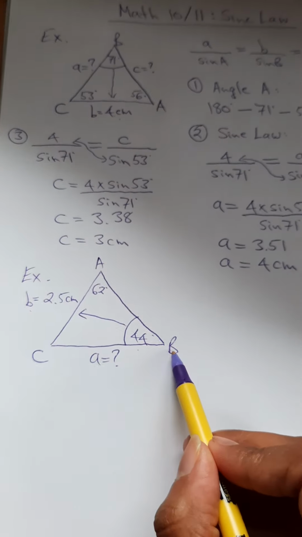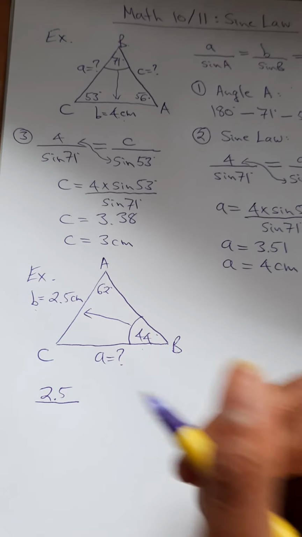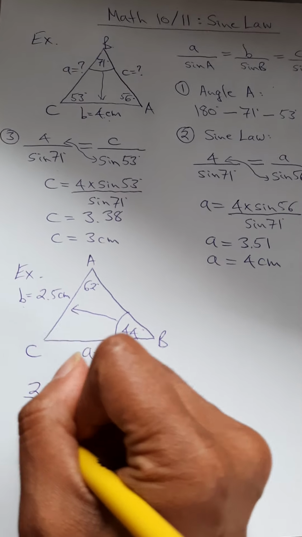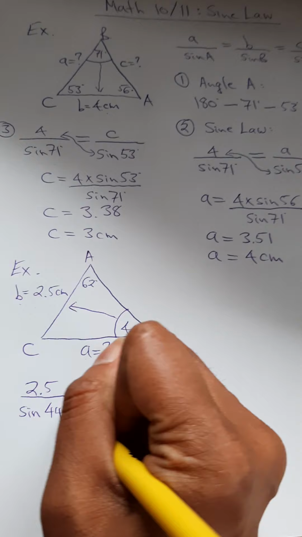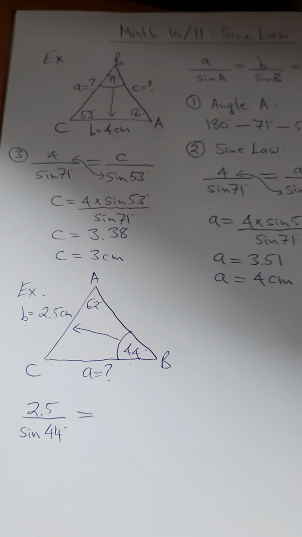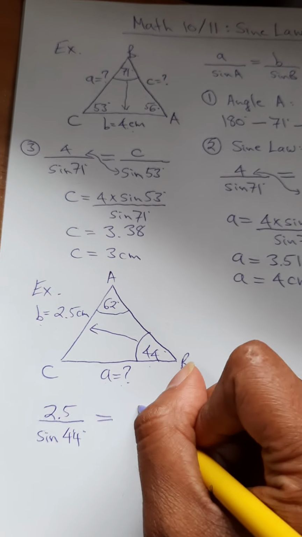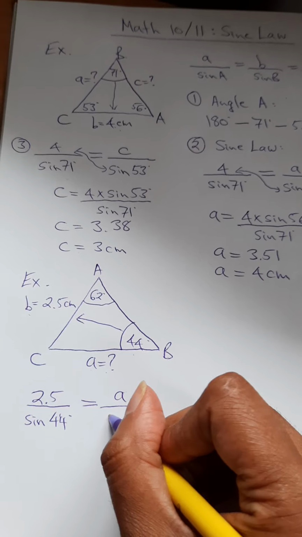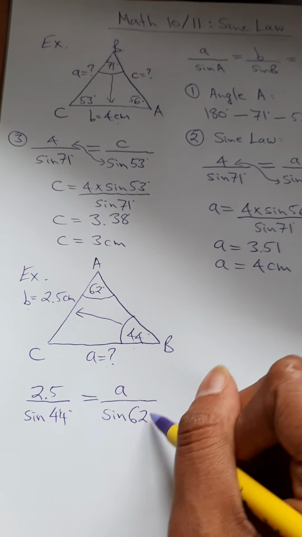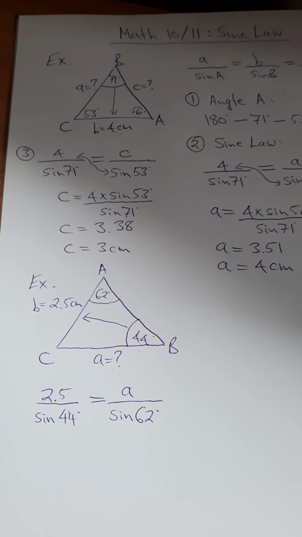I want to use the angle B and the side B. So we're going to write 2.5, which is side B, divided by the sine of angle B, so sine 44 degrees. Everyone's good? And that equals, again, I'm looking for side A here, so it's going to be A divided by sine of A, which is angle A, which is 62 degrees. All right, so that's all we're doing here.